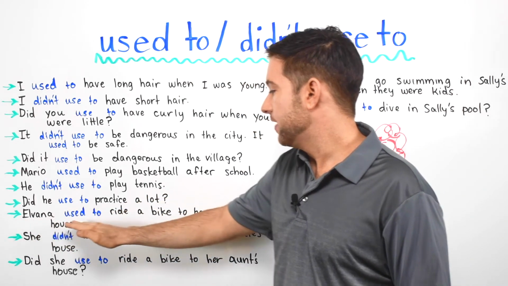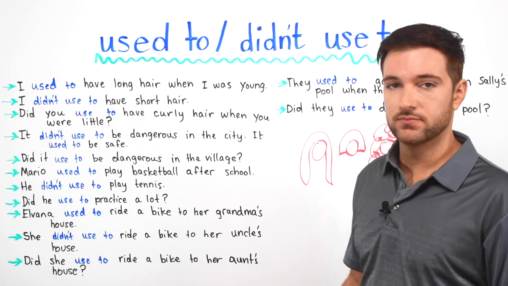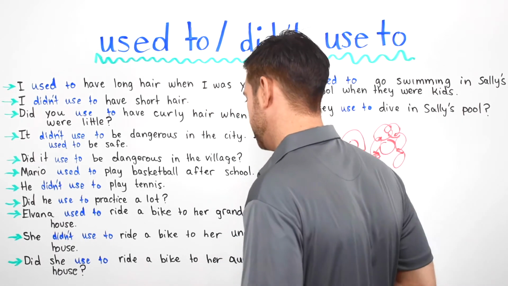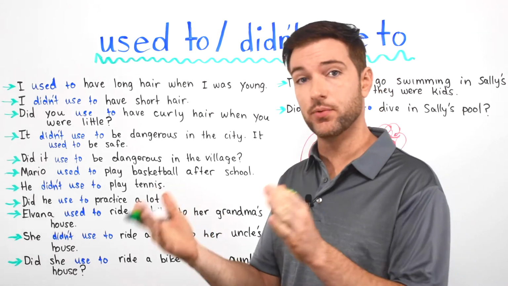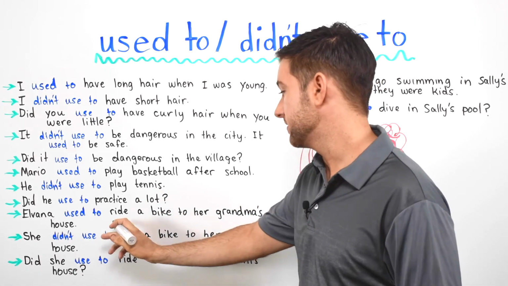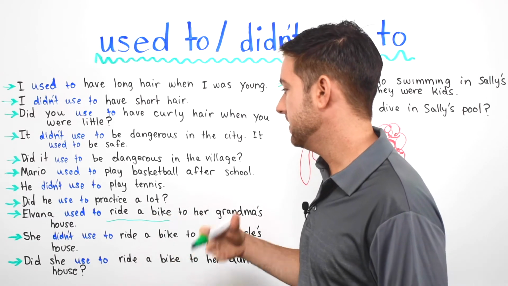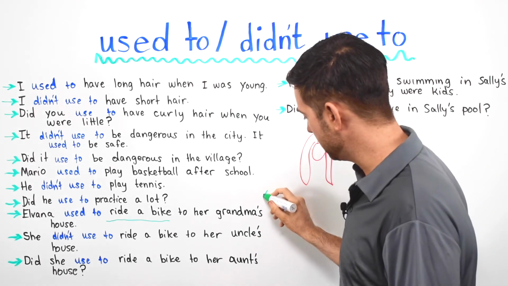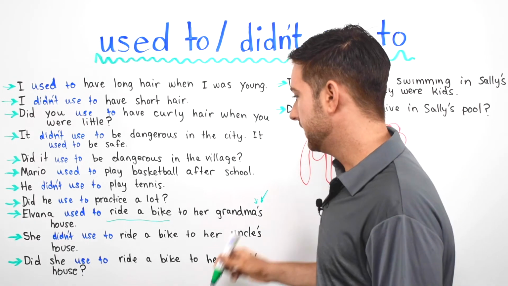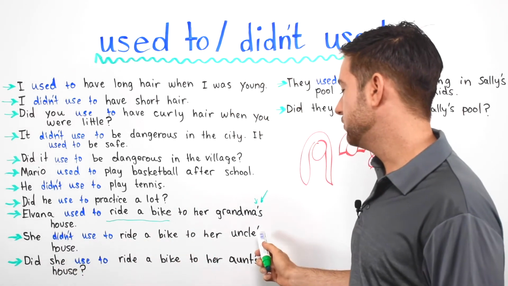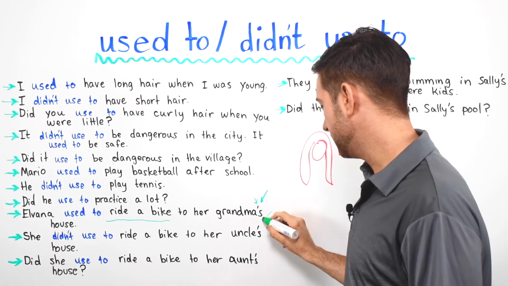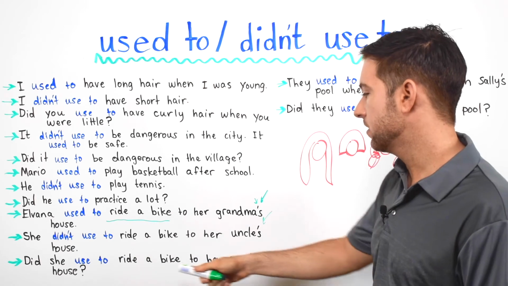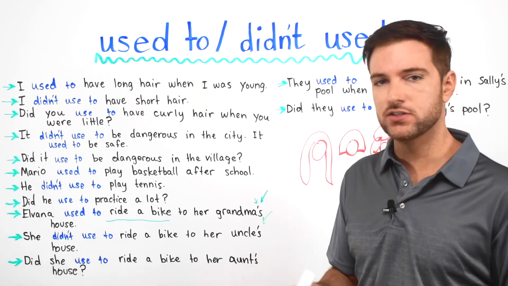Let's move on to Elvana. It says, Elvana used to ride a bike to her grandma's house. So whenever you talk about getting on a bicycle and going from point A to point B, we have this. To ride a bike, okay? You'll notice here that we have an apostrophe, okay? And then it says, she didn't used to ride a bike to her uncle's house, okay? We have another apostrophe. And then question, did she used to ride a bike to her aunt's house?